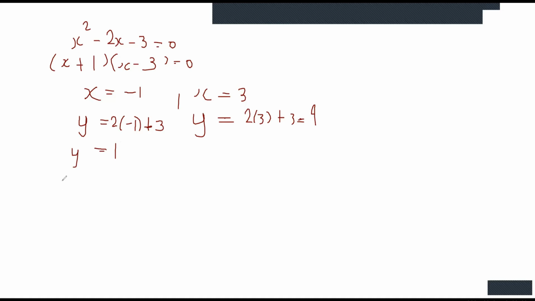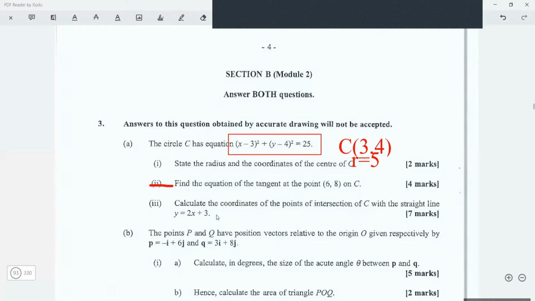So the points of intersection are minus 1, 1, and 3, 9. Those are the points of intersection. If you want to put it right here on the paper, points of intersection are minus 1, 1, and 3, 9.